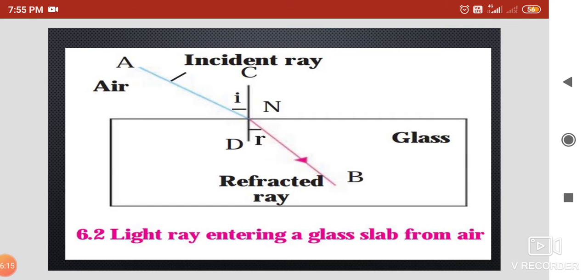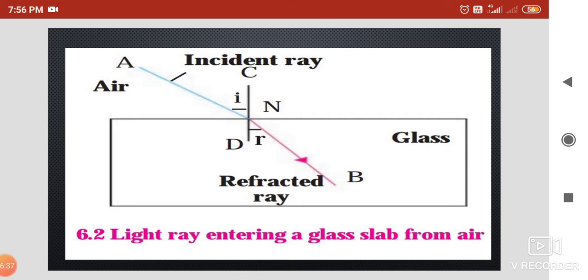So we can state the first law like this: the incident ray and refracted ray lie on opposite sides of the normal. Also, all three, that is the incident ray, the refracted ray and the normal, lie in the same plane. That is the first law of refraction.